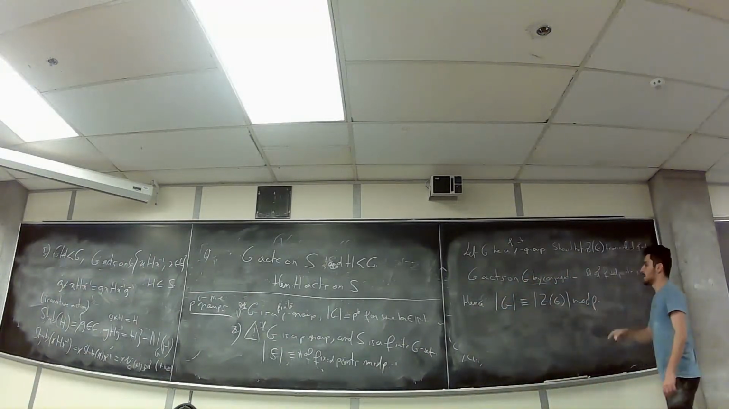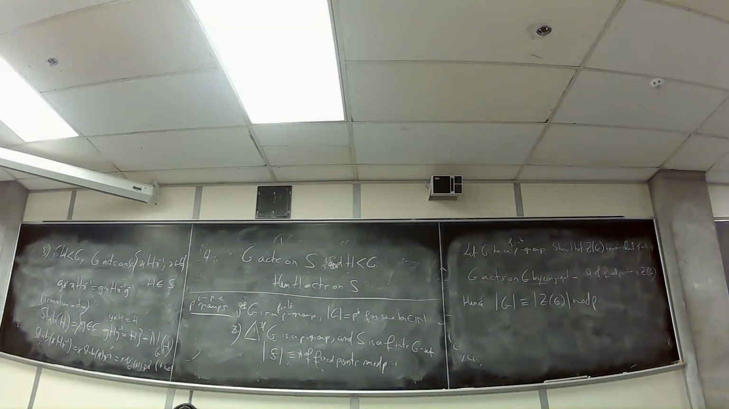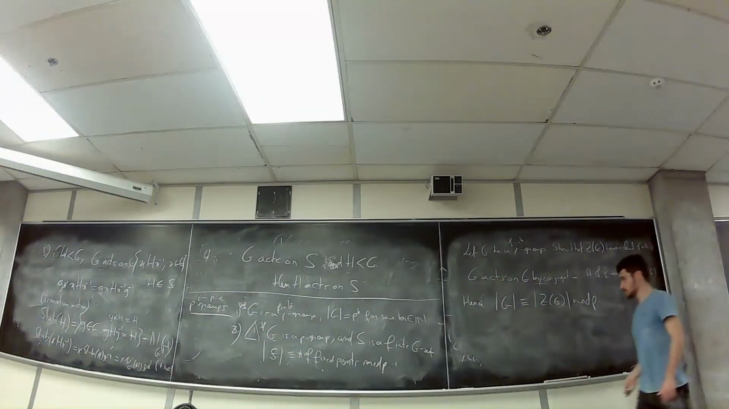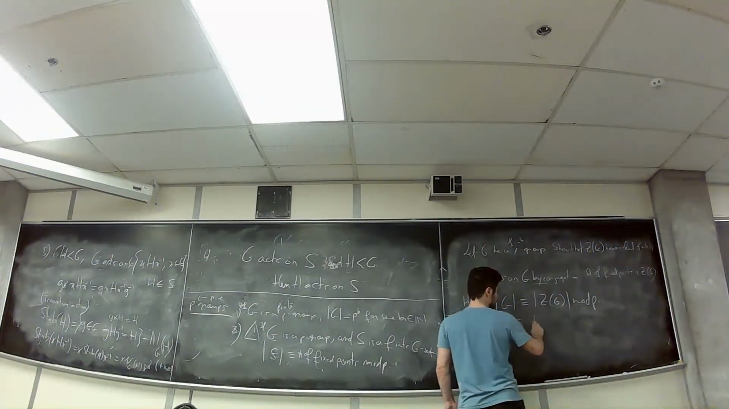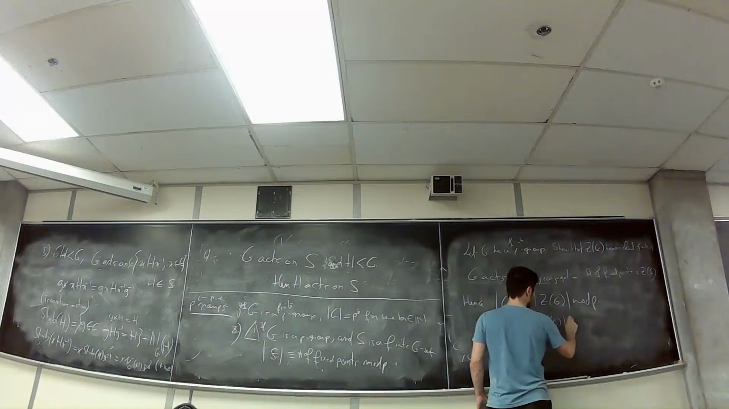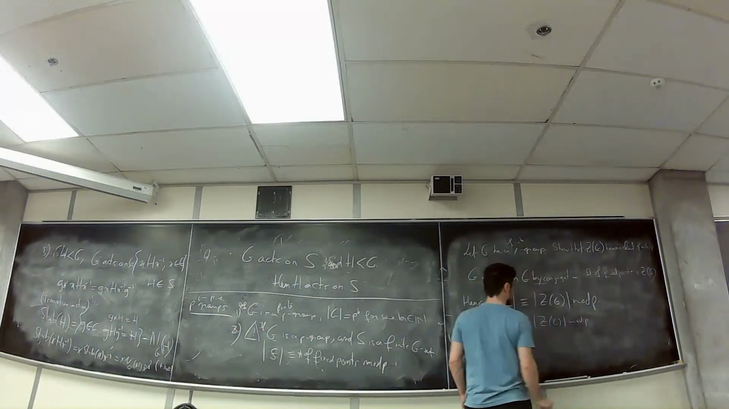Mod P. Now G is a P group. So what is the size of G mod P? P to the K mod P, with K bigger than or equal to 1, is 0, right? So ZG is congruent to 0 mod P.